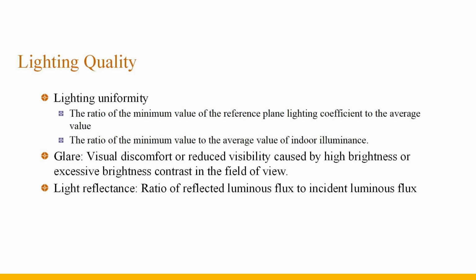Lighting uniformity refers to the ratio of the minimum value to the average value of the reference plane lighting coefficient, and it can also be regarded as the ratio of the minimum value to the average value of indoor illuminance. When top lighting is used, the uniformity of the first to the fourth lighting grades should not be less than 0.7. Side lighting cannot achieve uniformity due to the large variation of illuminance, and the first level visual work is of touch nature, so there is no regulation on uniformity.